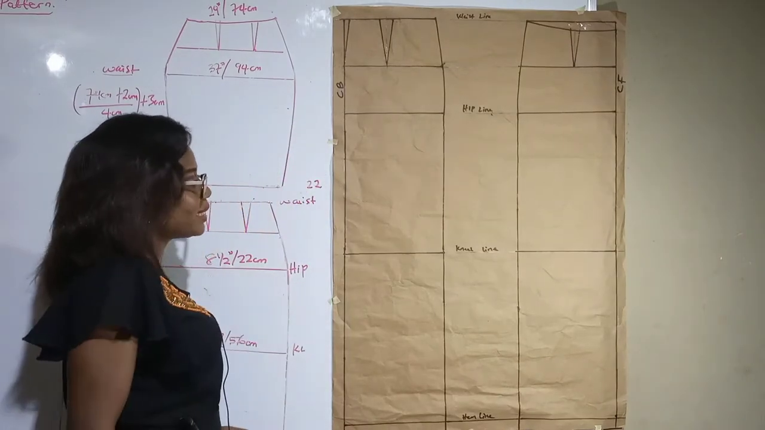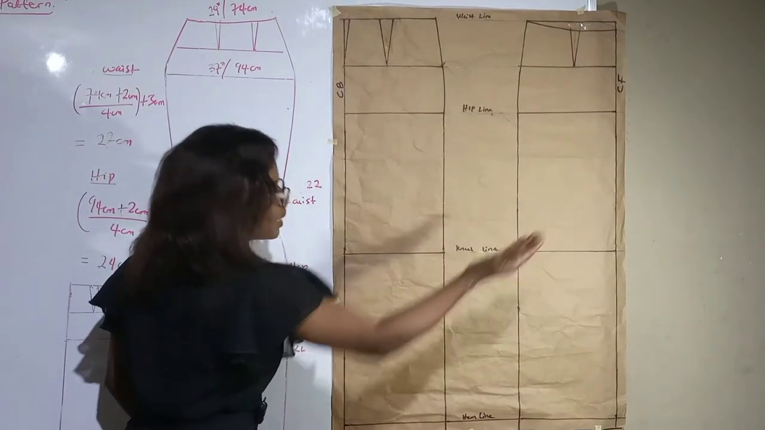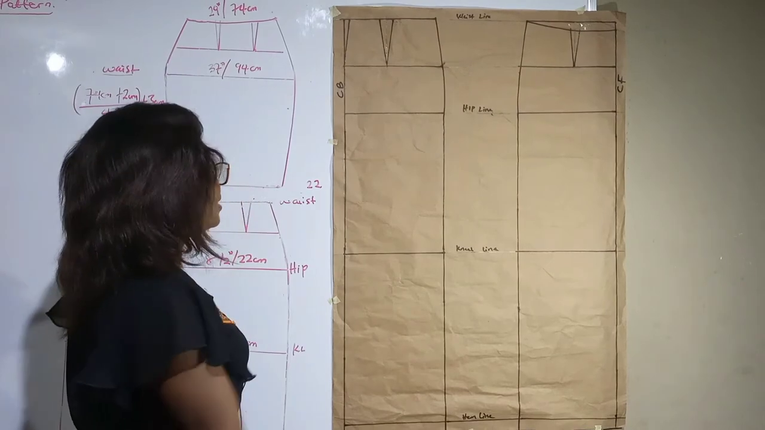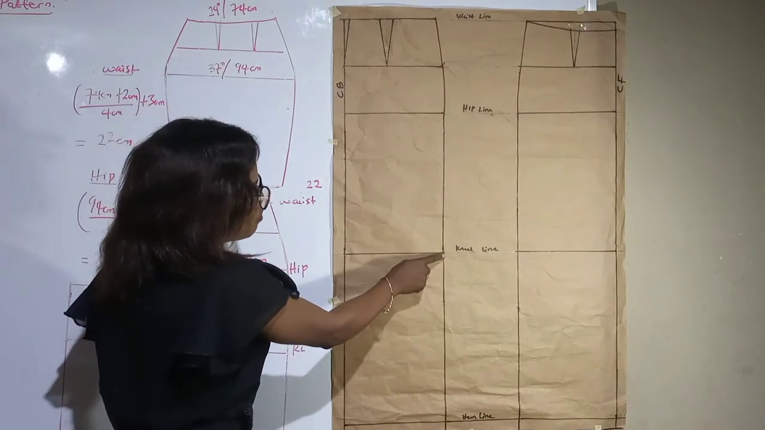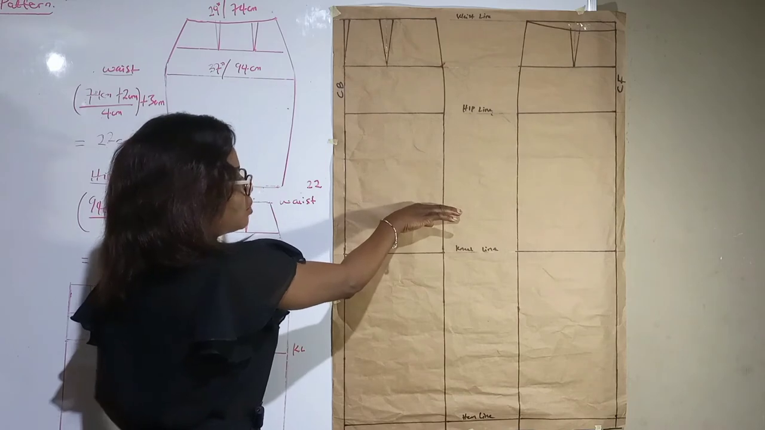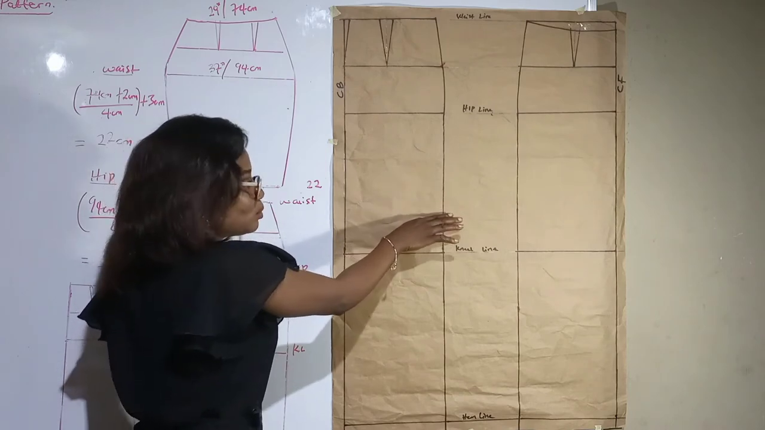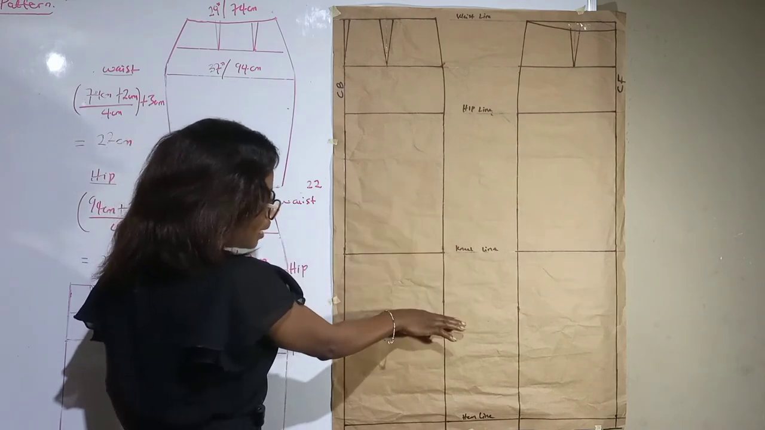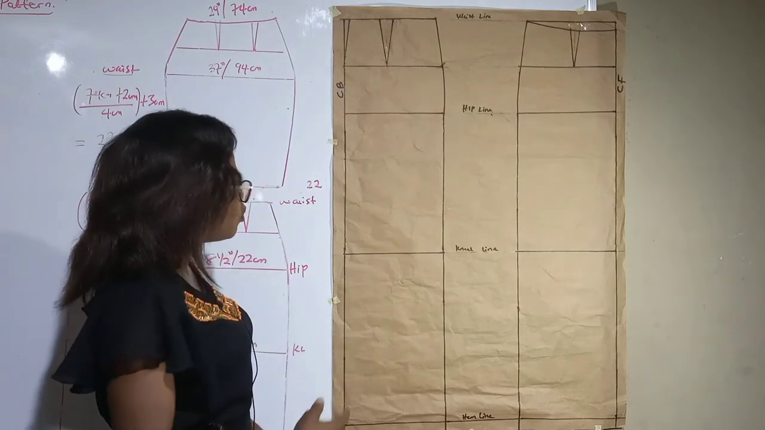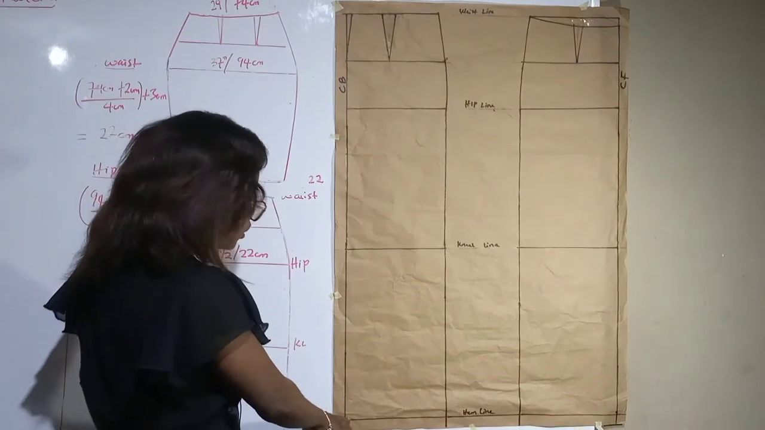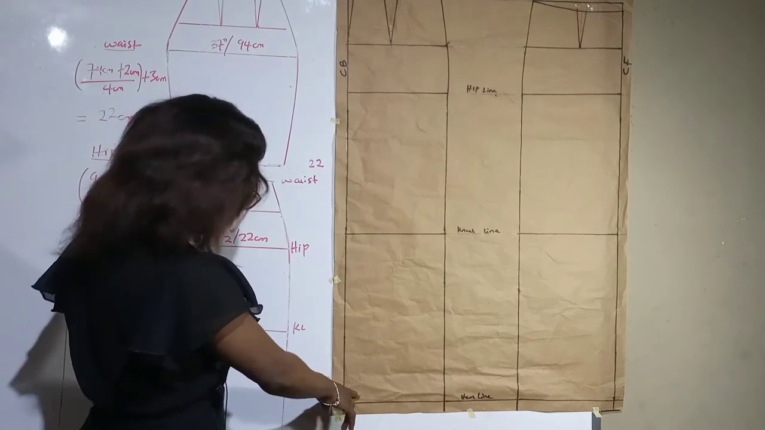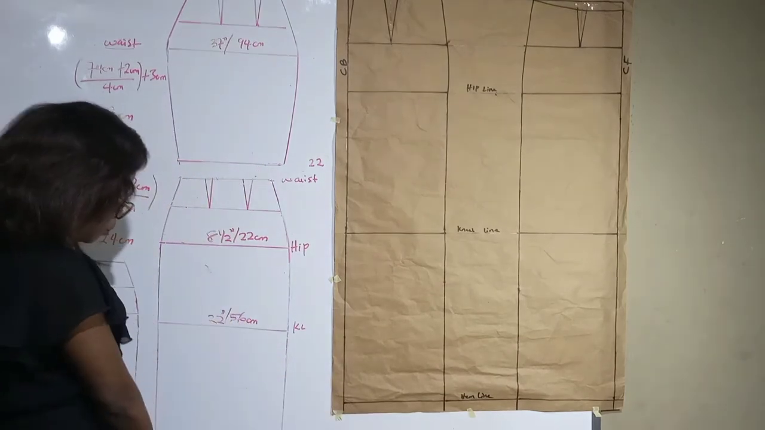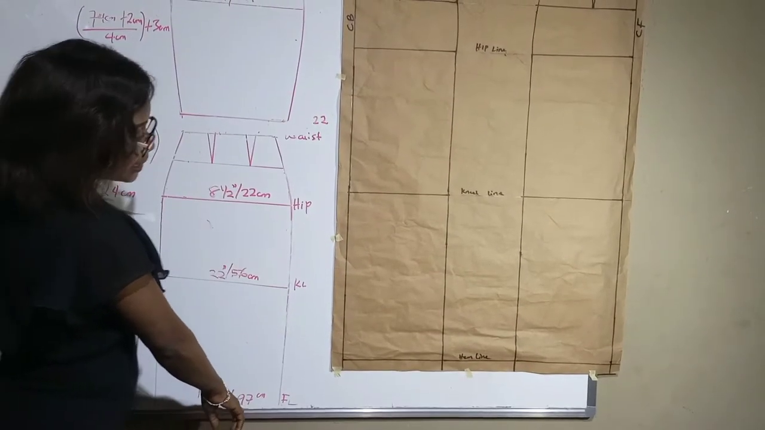So if I want to make a short skirt, I can go with this line. If I want it a little bit above my knee, I can come up to my own desire. If I want it to be a three-quarter skirt, I can go down. If I want it to be a full-length skirt, I'm going to work with the floor length measurement. For this pattern that I'm going to work with, it is 38 inches or 97 cm.